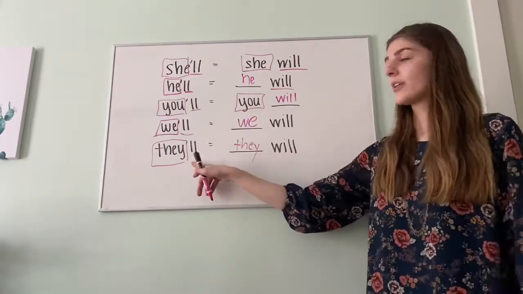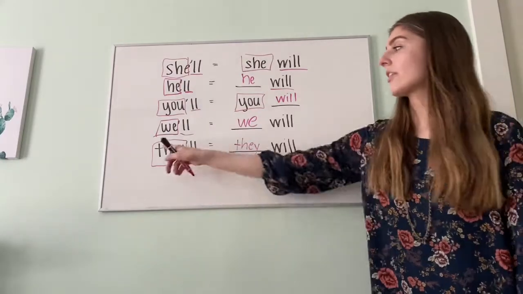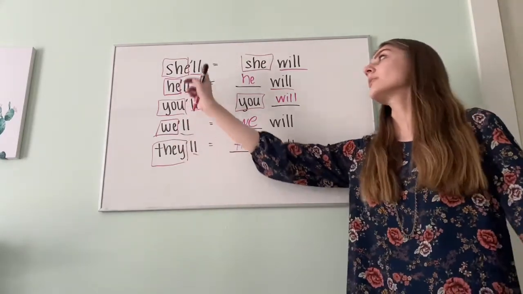So that double L at the end just means will. They will, we will, you will, he will, she will.